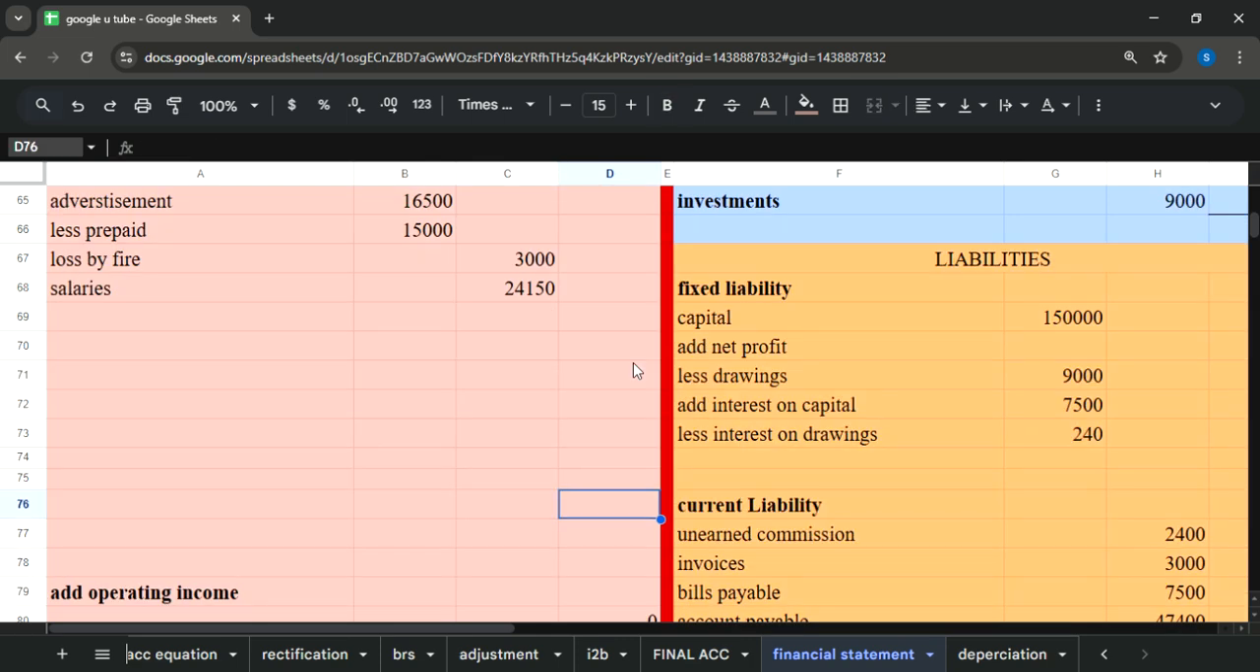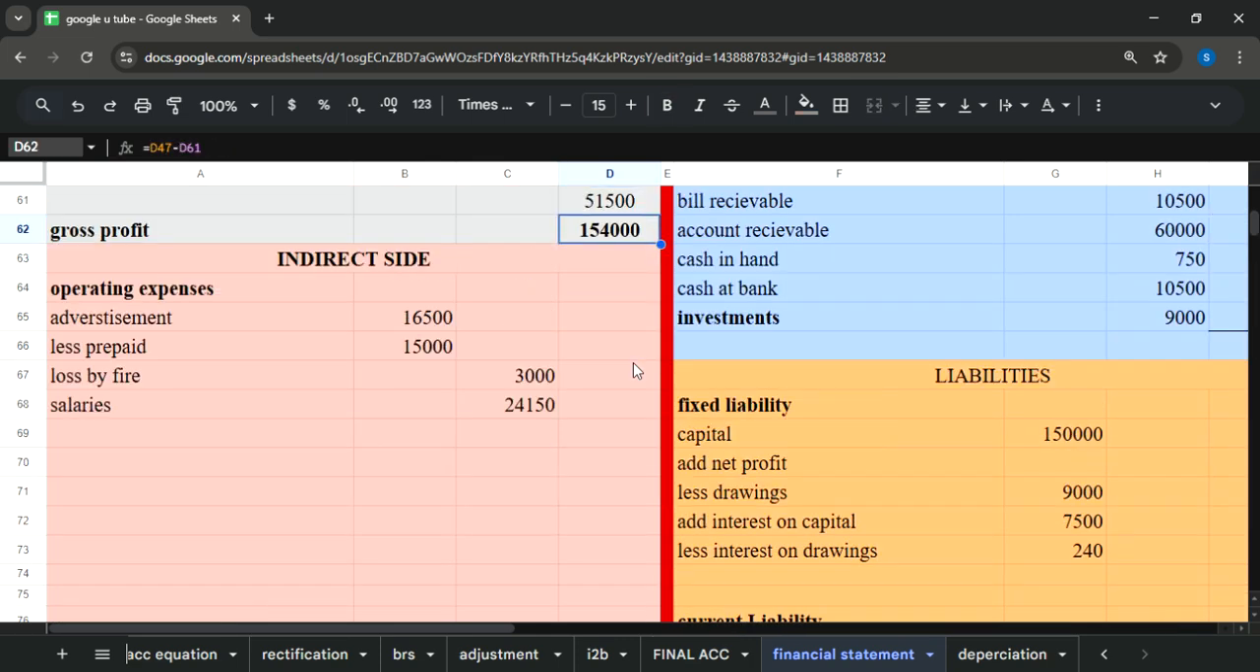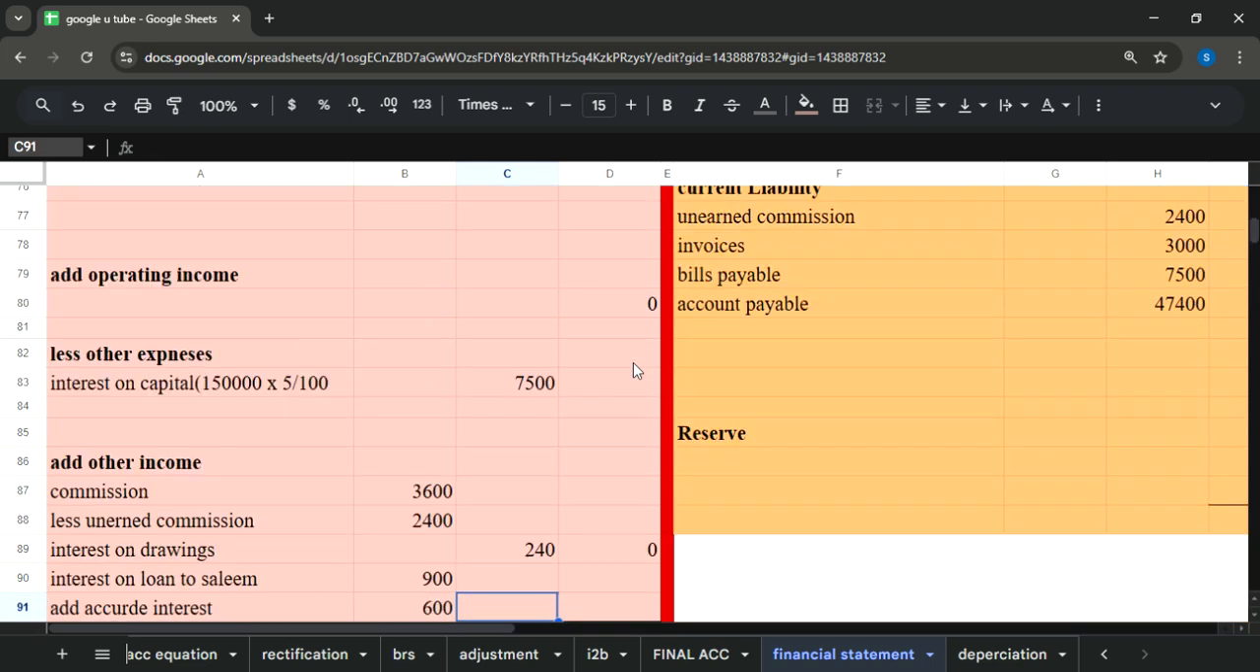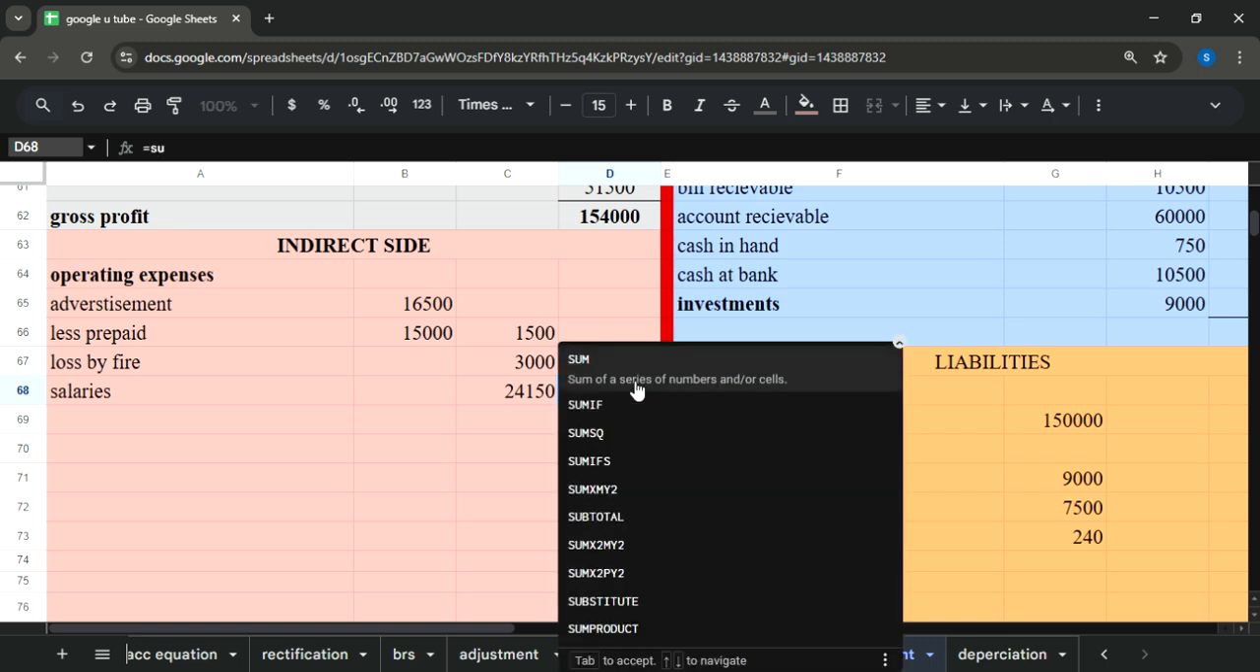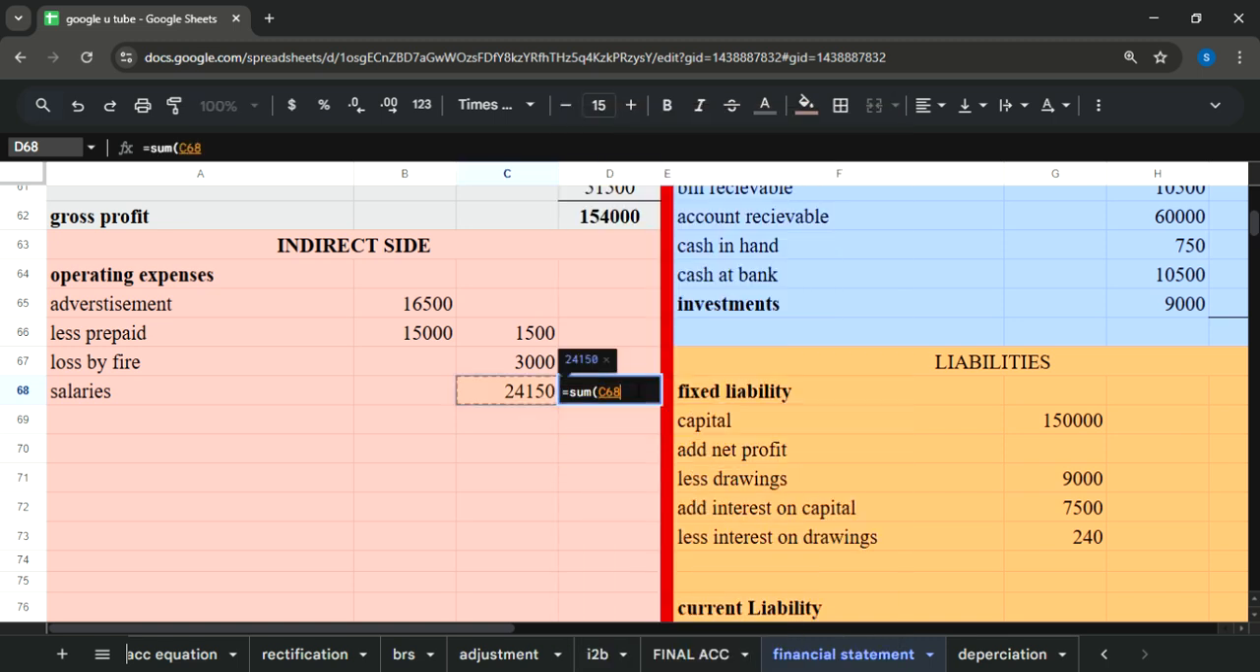Let's start calculations for the second part, that is net profit. Look, advertisement was 16,500 and you will subtract, we have got 1500, salaries, and there are a few other items as well. So let's calculate operating expenses first. These three are operating expenses.